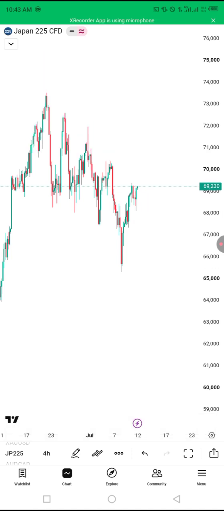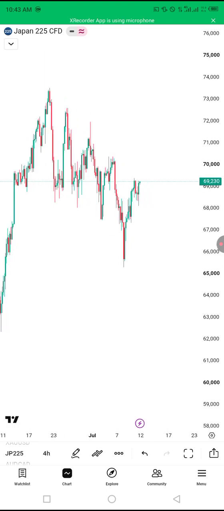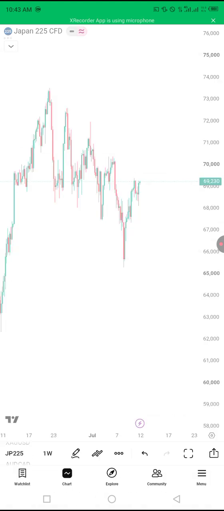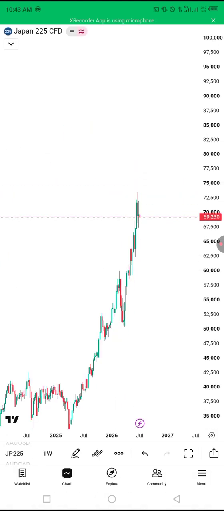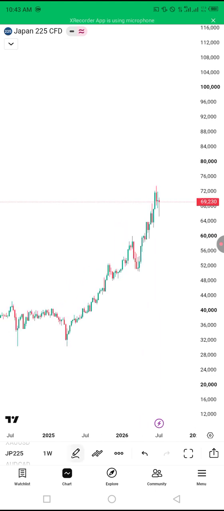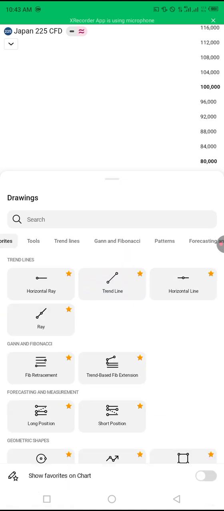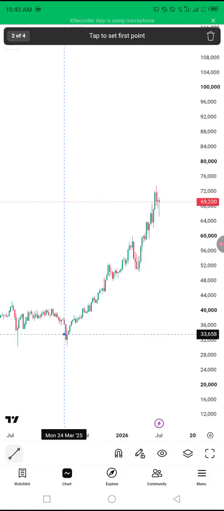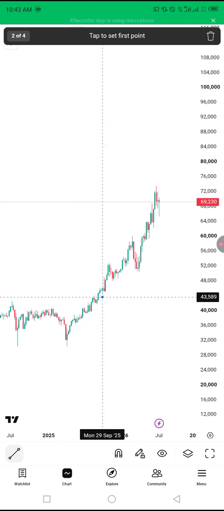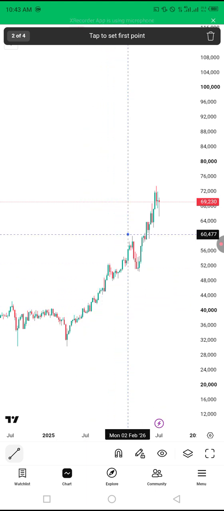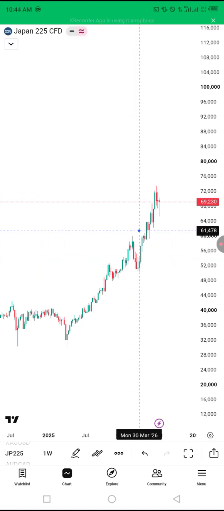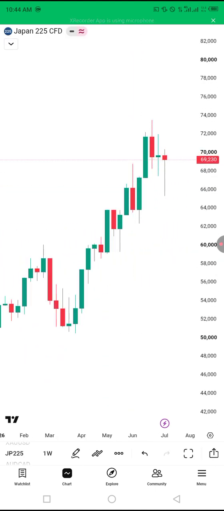Now, for us to start our bias, we have to zoom to the weekly time frame for our entering trade for the week. As you can see, weekly breakout was signifying a bullish market condition. Higher low, higher low, higher low, as you can see from our weekly. Let me zoom this very well.